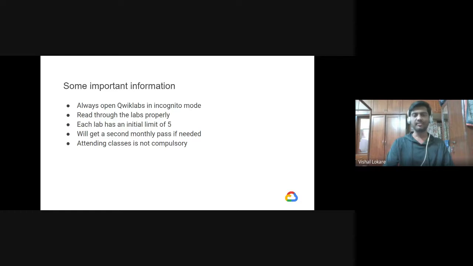Initially every lab has a limit of 5. So let's say you start the first lab and you have to cut off in between. Then you start once more. If you do this 5 times, the limit will be exhausted. But just in case you need to extend the limit, there is a way. You can contact me or you can contact Qwiklabs support and tell them that you need some extra limit. They will reset it to 0, and then you will again have a limit of 5. That way you can get more limit for the labs.